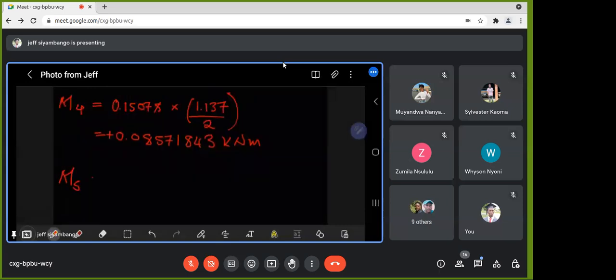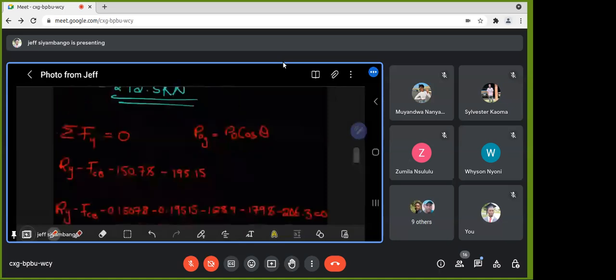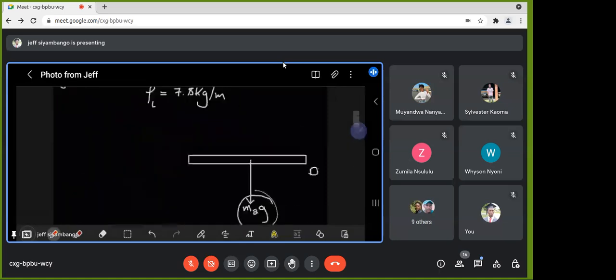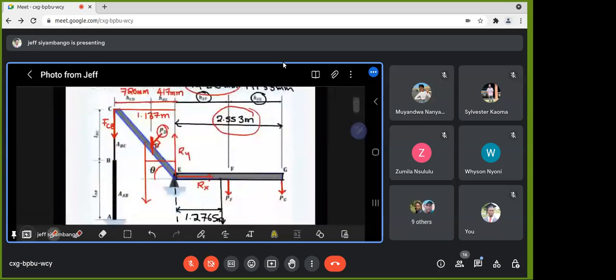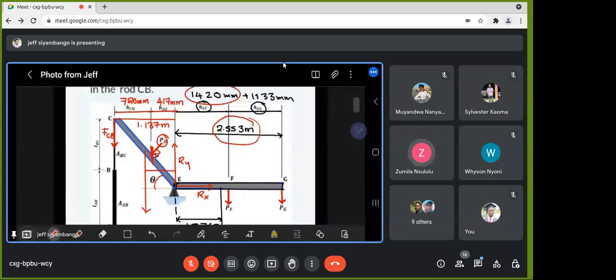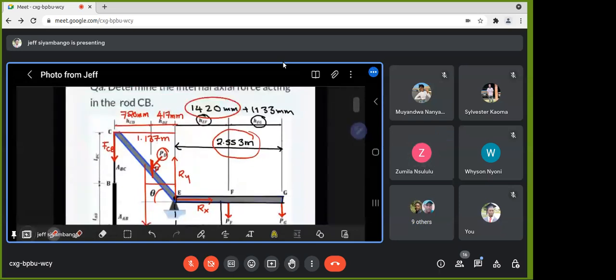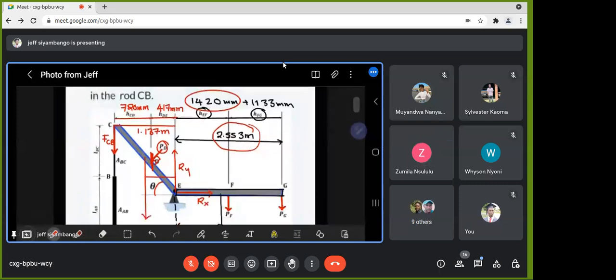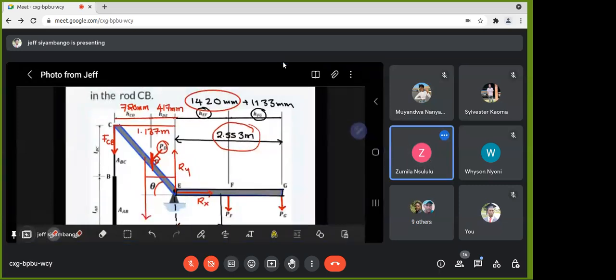For PD in Y, the moment there was given by PD cos theta. But what distance are we going to use for PD? What would be the distance to use there? PD in Y, the horizontal distance. Do you see that for PD, the distance? 0.7. Oh, sorry, 0.41. Yes, 0.41.